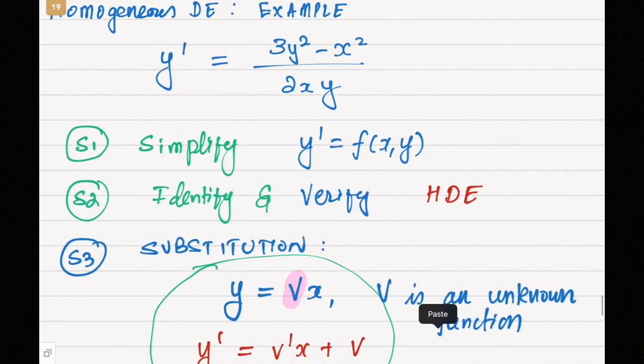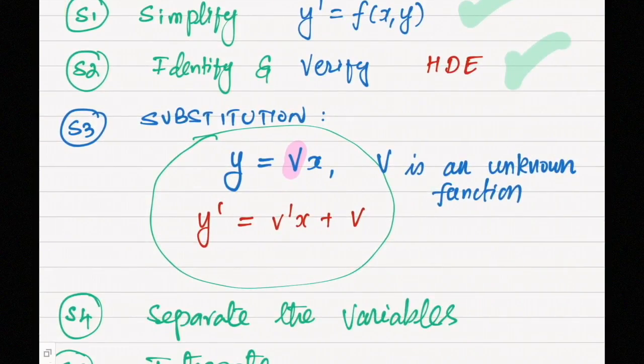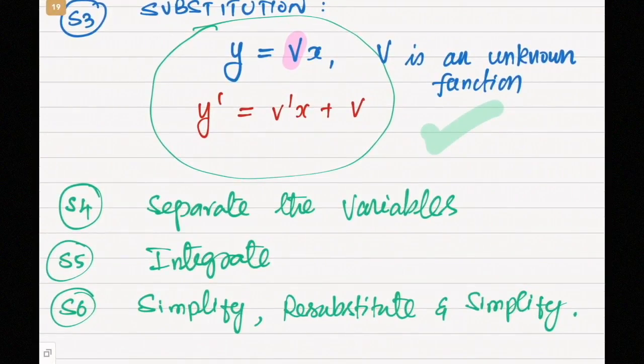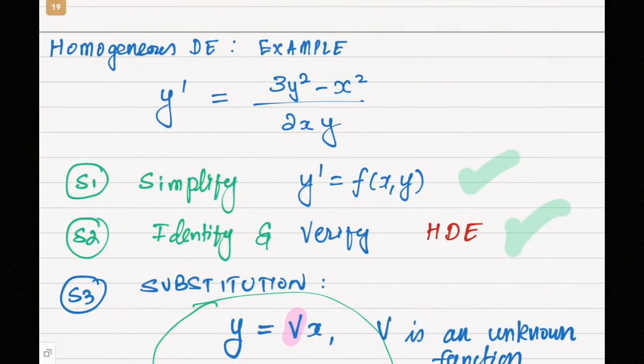Step 1 is to simplify the differential equation, make sure it is in this form. Step 2 is to identify and verify that this is indeed a homogeneous differential equation. Step 3 is to do a substitution, which is y equals vx and y prime equals v prime x plus v. Step 4 is to separate the variables, step 5 is to integrate, and step 6 is to simplify, resubstitute, and simplify again. So we're going to follow these steps to solve this homogeneous differential equation right there.